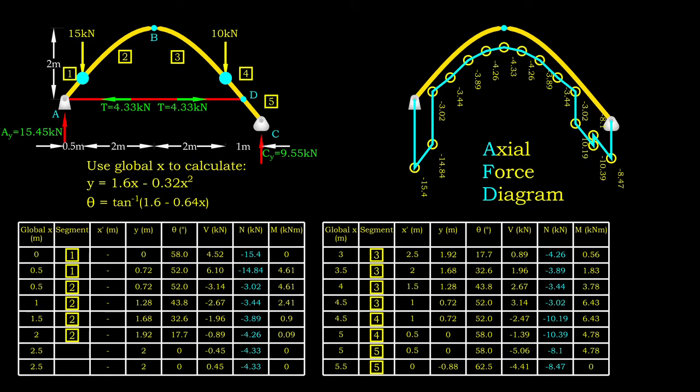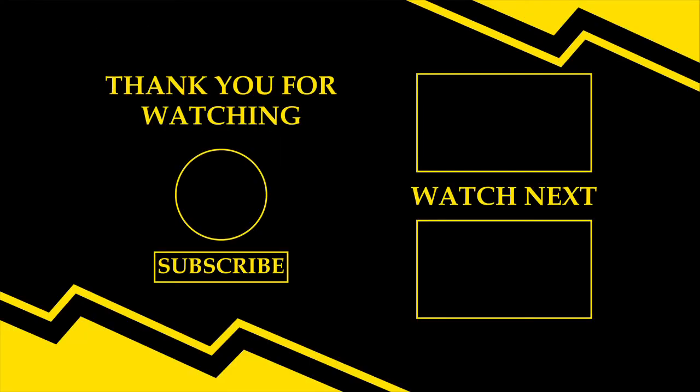The axial force diagram shows the arc is always in compression, which is consistent with the primary intention of using an arc structure.